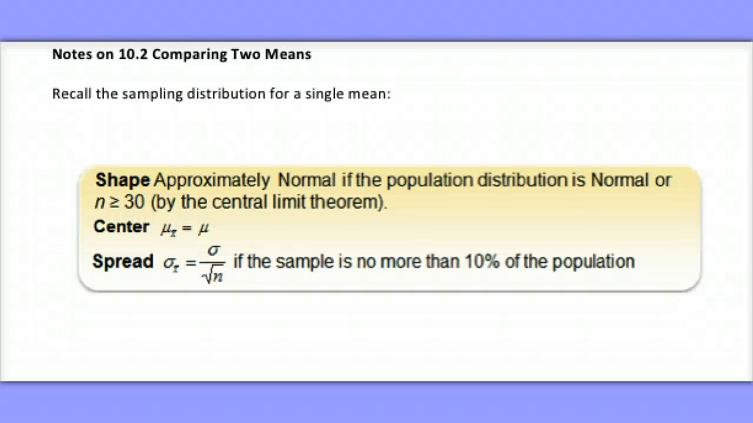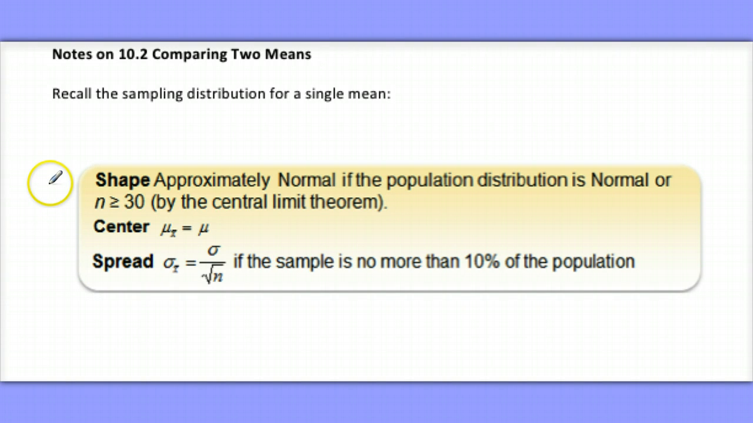Hello everyone. You've spent the past couple days working on comparing two proportions, and today and tomorrow we're going to talk about comparing two means. Before we talk about comparing two means, let's review the sampling distribution for a single mean.